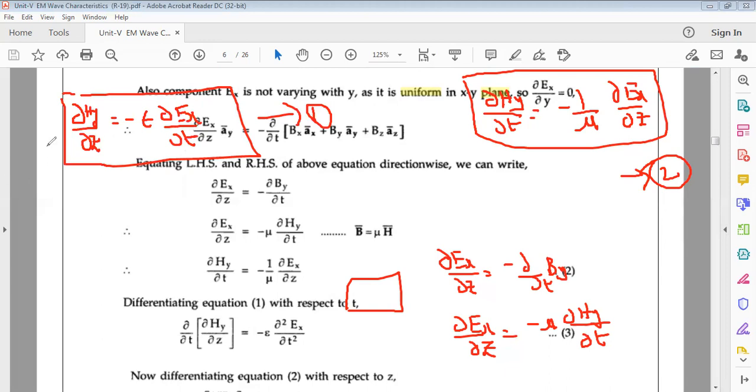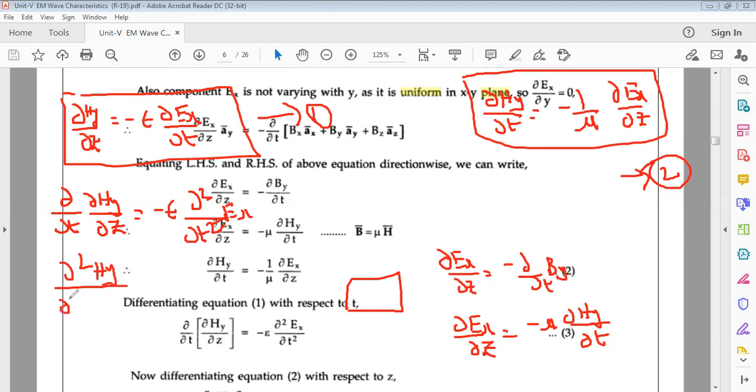So, differentiating on both sides with respect to t. Now I am taking ∂/∂t of ∂Hy/∂z, which is equal to minus epsilon into ∂²/∂t² of Ex, since ∂/∂t is already there. So it becomes ∂²Hy/∂t∂z, with respect to t and with respect to z, equal to minus epsilon into ∂²Ex/∂t². Got it, my students?